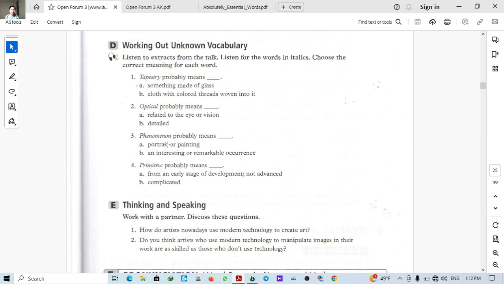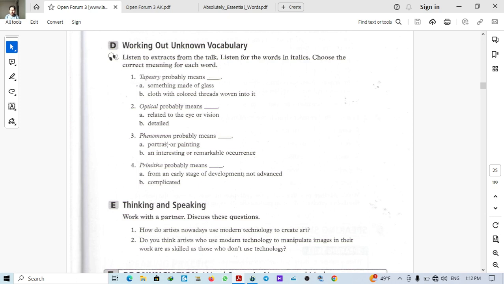Listen to extracts from the talk. Listen for the words in italics. Choose the correct meaning for each word. Number one, we have here tapestry. Probably means, what do you mean by tapestry? So something made of glass or cloth with colored threads woven into it.